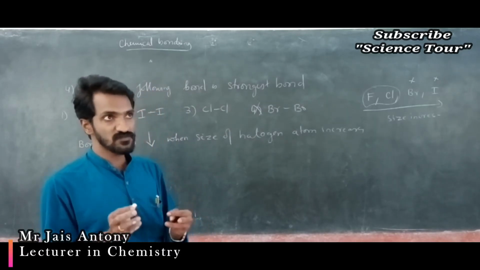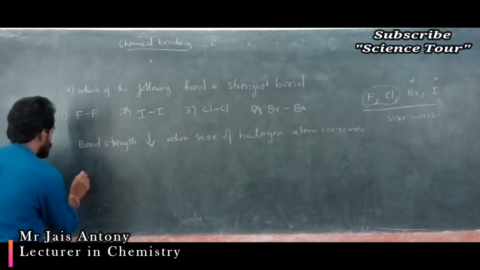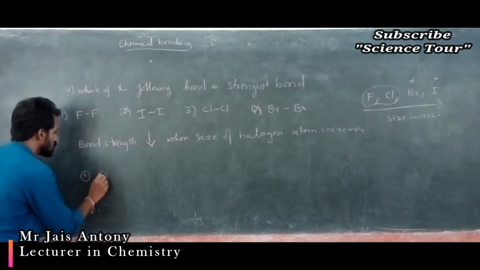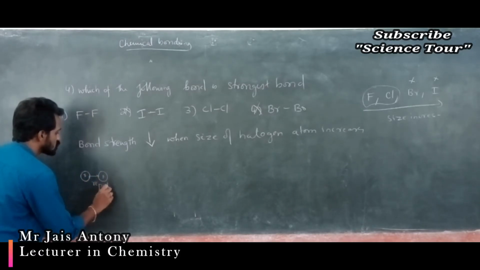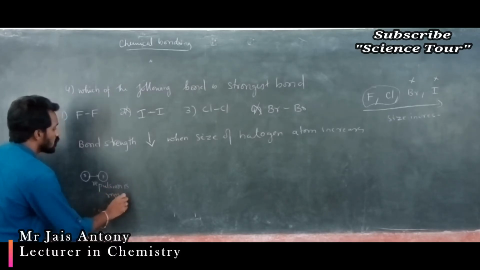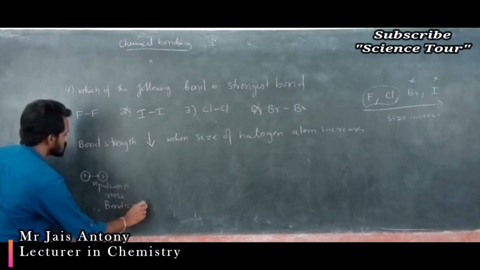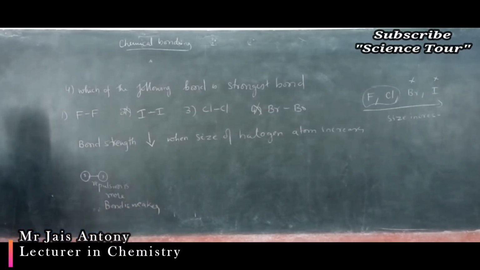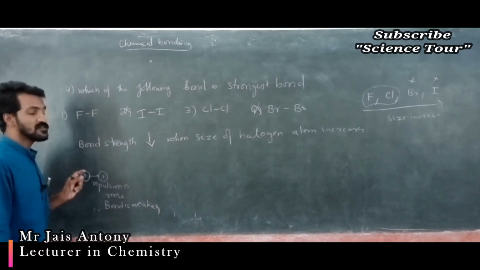Fluoride size is smaller, correct? So one fluoride here, another fluoride here, and the electron repulsion is more. In this case, repulsion is more, so the bond is weaker. Note down, my dear students, these points are very important. Because the fluoride atom size is very small, fluoride repulsion is more, so the bond is very weak.